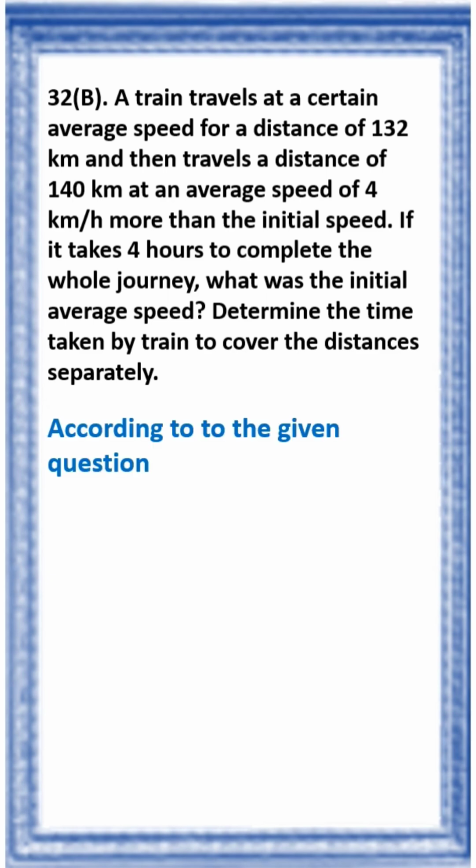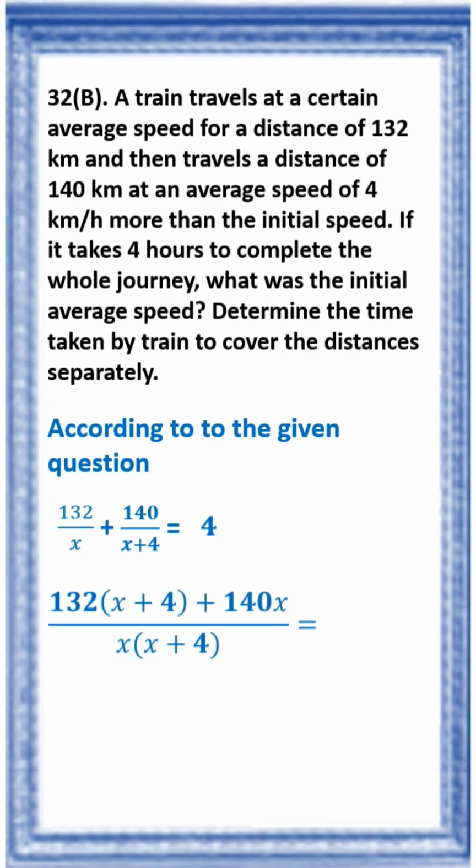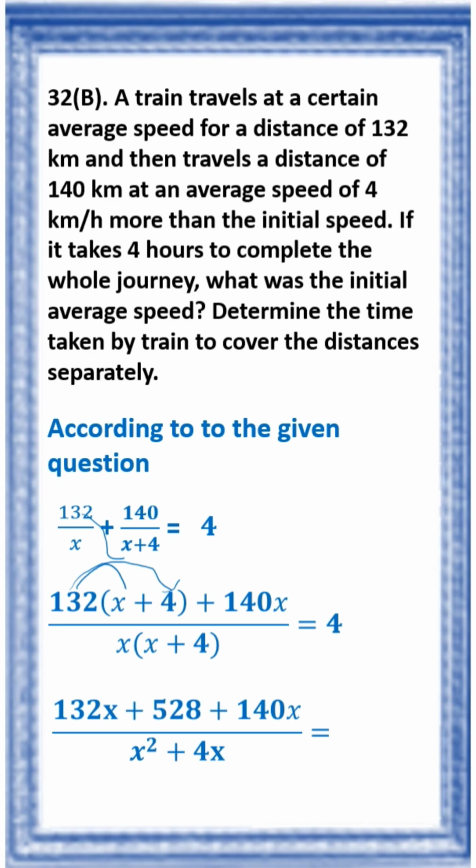Now according to the problem, 132 by x, the initial time, plus 140 by x plus 4, the time taken by the train for the second part of the journey, is equal to 4 hours. Then take the LCM x into x plus 4. Here 132 into x plus 4 plus 140x is equal to 4 into x into x plus 4. That is 132x plus 528 plus 140x by x square plus 4x is equal to 4.